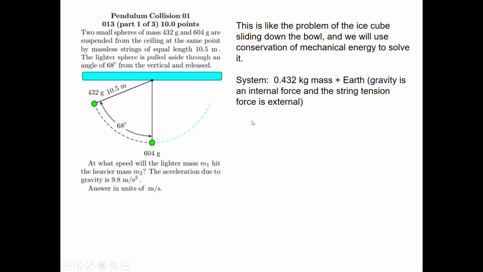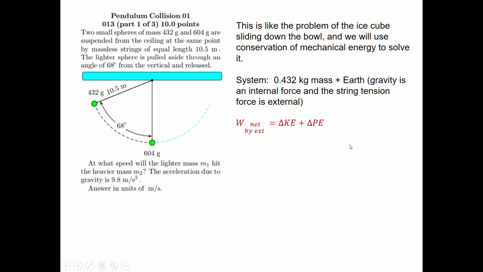So our system will take to be the smaller mass plus Earth, and we'll take gravity to be an internal force, but we'll take the string tension force on one moving part of our system to be an external force. We don't really care about it because it's not doing any work. It's always pulling in the direction perpendicular to the direction it's going at every moment in time.